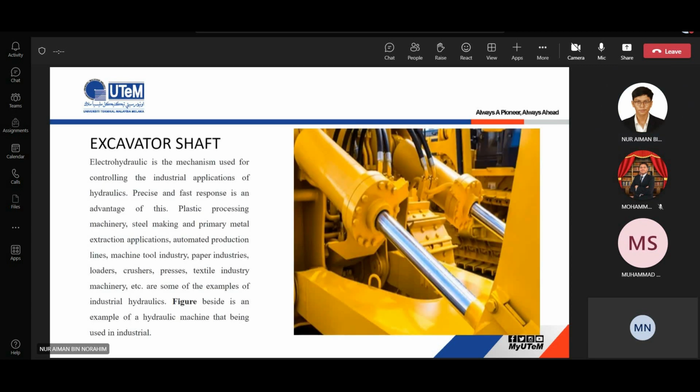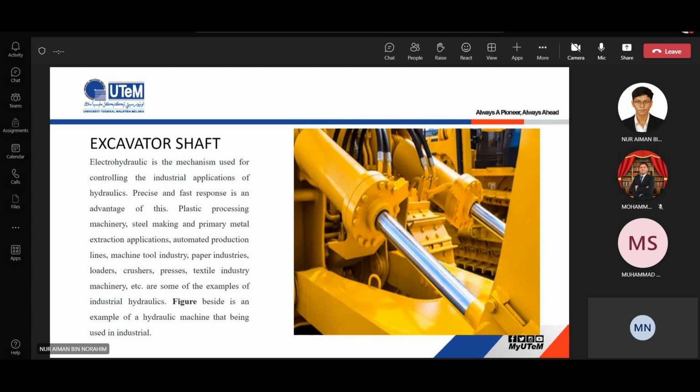So for this practical demonstration, we choose the excavator shaft for the hydraulic. The electro-hydraulic is the mechanism used for controlling industrial applications for the hydraulics. Precise and fast response is an advantage of this.